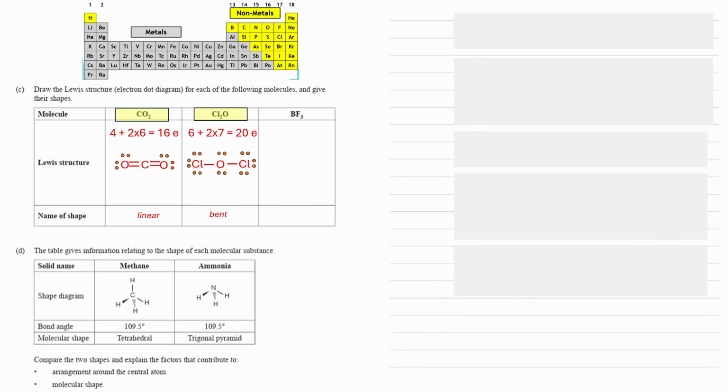Okay, so the last one is an exception. We see it's boron. Hey, boron. My teacher said something about boron. It said the boron only requires 6 electrons around it instead of 8. It's an exception. Okay, so boron trifluoride. There we go. Boron's in 13, fluorine's in 17. So that's 3 plus 3 sevens gives us 24 electrons.